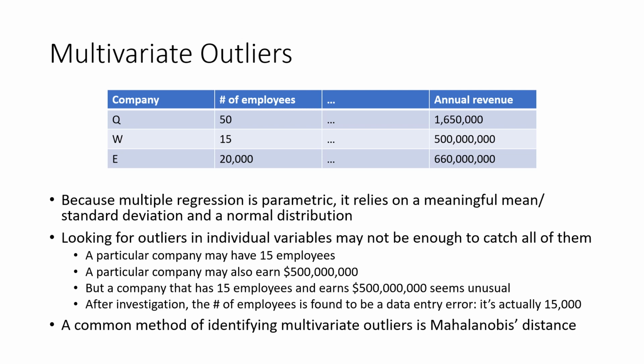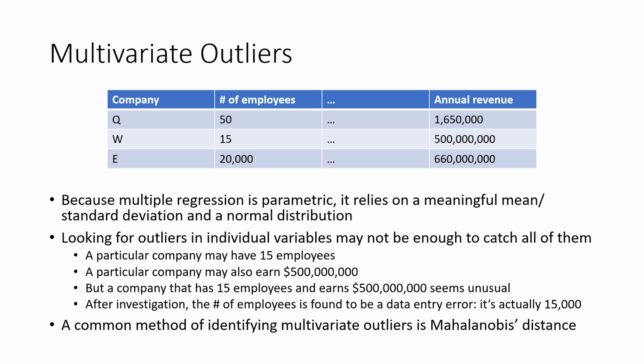So multiple regression is, as you already know, a parametric test. It is predicated on a normal distribution, on a bell curve, and therefore it relies on a meaningful mean and standard deviation and the concept of the normal distribution. Now there may be individual outliers that stand out. So in a particular variable, there may be extremely high cases, say above 3 standard deviations or below -3 standard deviations, and you can obviously deal with those by either cutting them off or Winsorizing them.